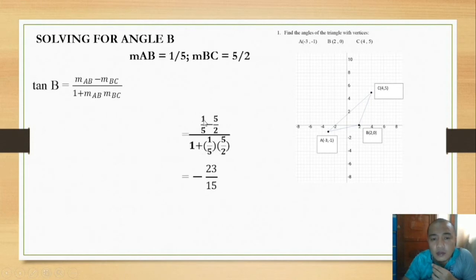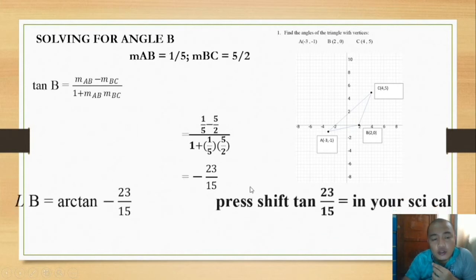So, we have, what is 1/5 minus 5 halves? We have negative 23 over 10. Ito naman, 1 plus 1 half, 3 halves. We simplify that, we come up with the answer, negative 23 over 15. Okay. So, tangent B is equal to negative 23 over 15. So, what's now the measure of angle B?